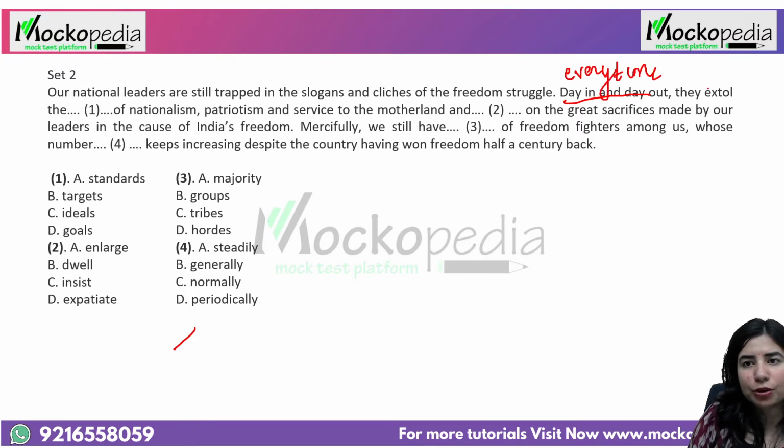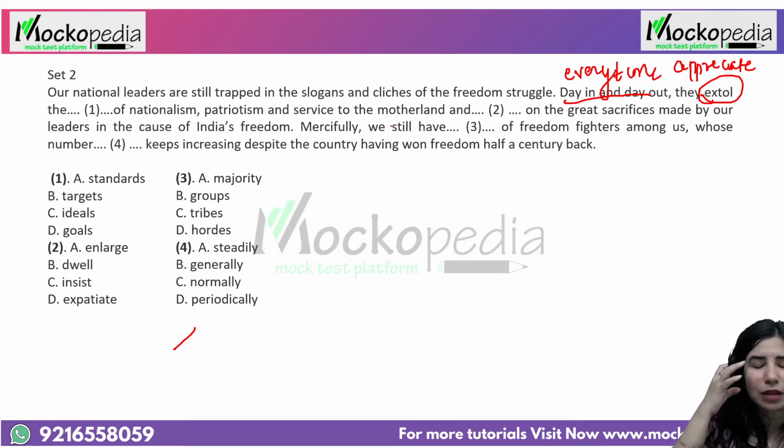They extol. Now here you need vocabulary, right? Otherwise you would not be able to. Extol is to appreciate profusely. So they appreciate, they talk about, they praise the dash of nationalism, patriotism and service to motherland. Meaning the idea of, right, there are no standards. Nationalism or patriotism, patriotism is deshbhakti, so it cannot have a standard, nor targets, nor a goal. So just as you eliminate target on the ground, on the same ground you can eliminate goal.